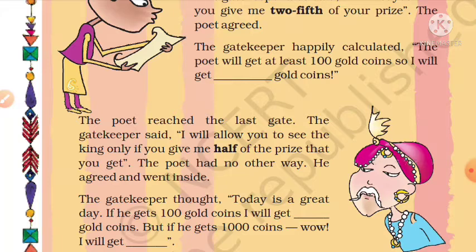The poet reached the last gate. The gatekeeper said, "I will allow you to see the king only if you give me half of the prize that you get." The poet had no other way. He agreed and went inside.